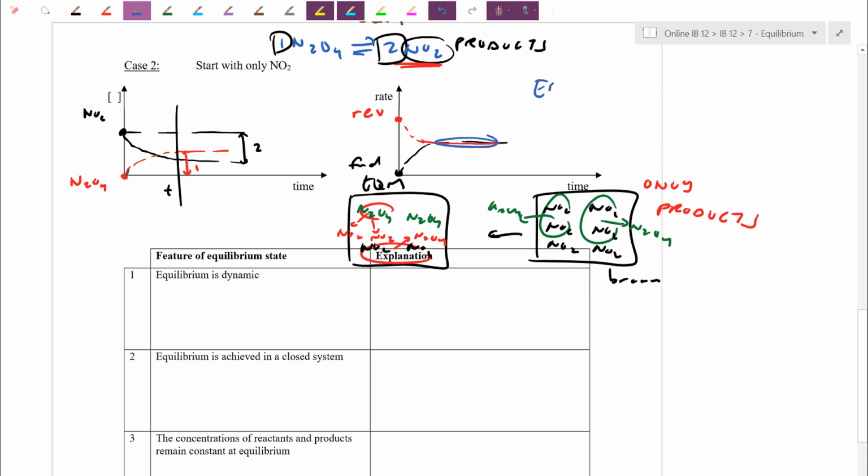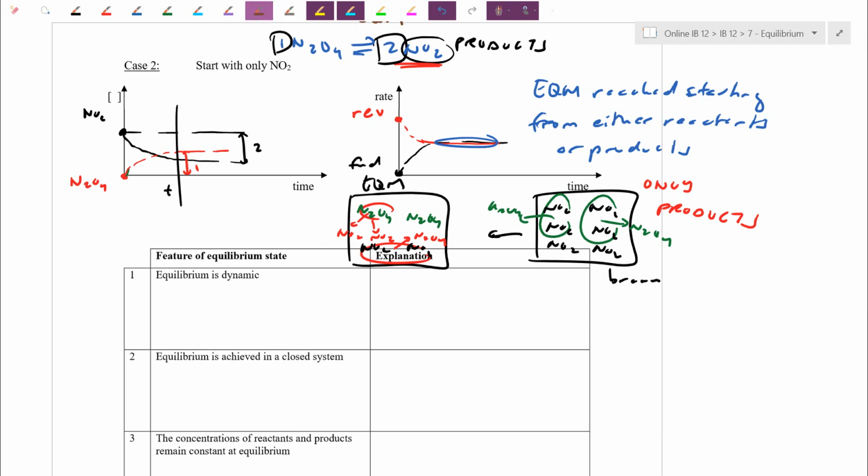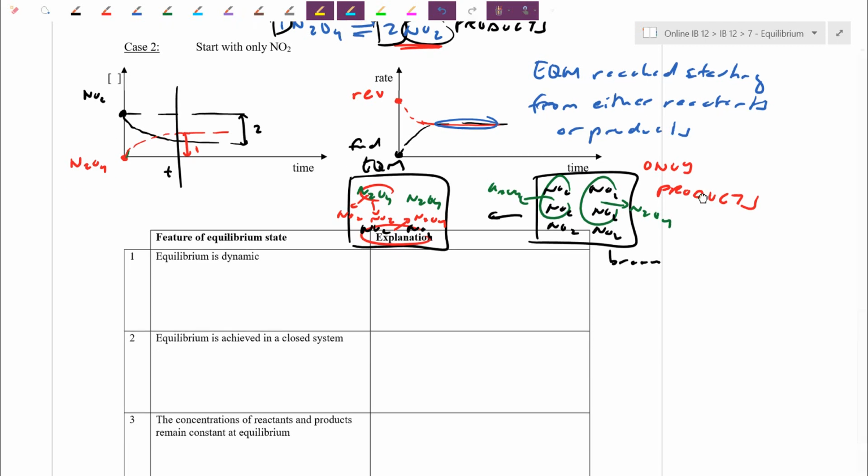So the conclusion we made out of these two cases is equilibrium can be reached starting from either reactants, like we did in case 1, or products, or even some mixture. Usually when we study equilibrium systems, we want to be at a constant temperature. It's not that you couldn't change temperature, we'll do that later on in this unit. But if you change temperature, you actually reach a different equilibrium at a different temperature. So we typically keep our temperature constant so we can study just the equilibrium we're interested in.